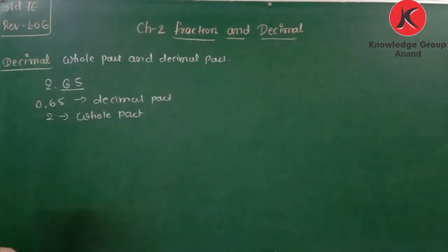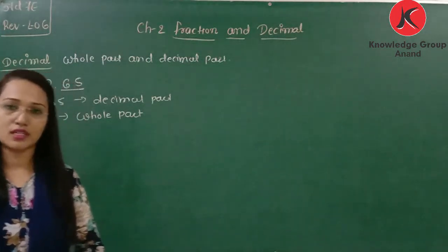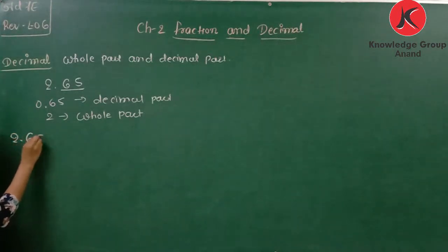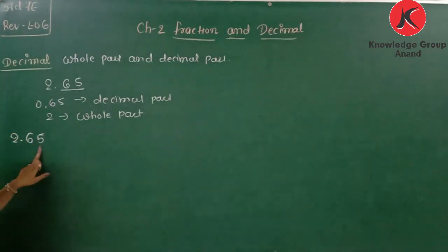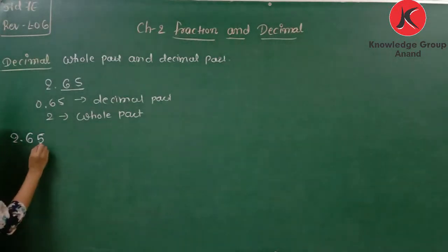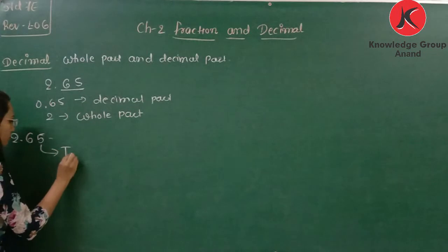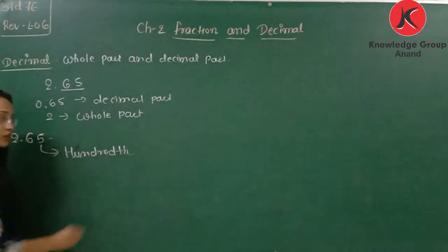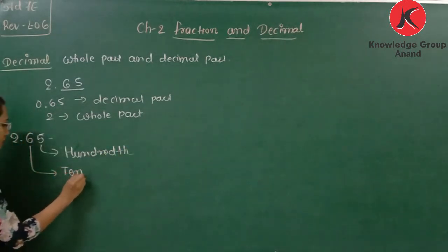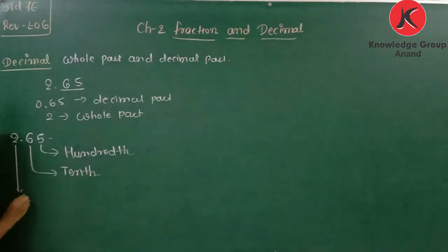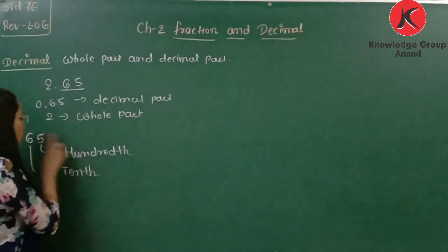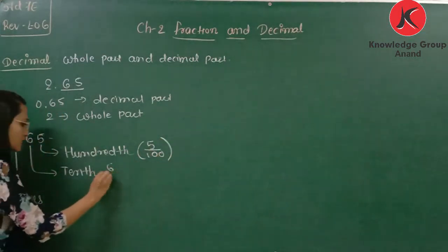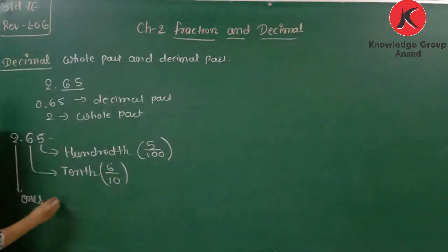The basic thing about the decimal we already learned in standard 6. We learned about the place value of each digit in a previous class. So here, what is the place value of 5? Here 5 is at the 100th place, 6 is at the 10th place and 2 at the 1st place. So the place value of 5 is 5 by 100, the place value of 6 is 6 by 10 and the place value of 2 is 2.